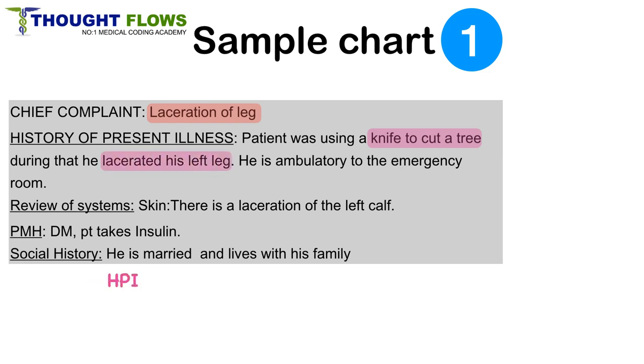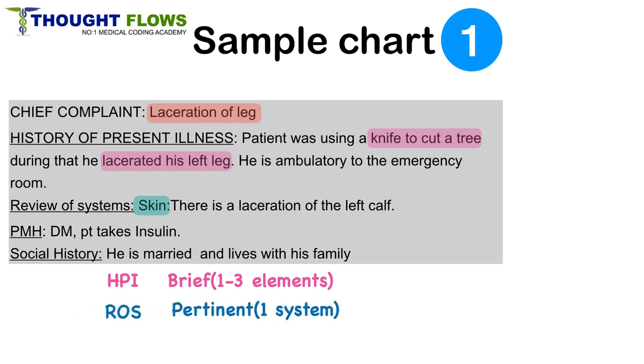So as HPI has two elements, we can take it as a brief HPI. And coming to ROS, as the doctor reviewed only one system, we can take ROS as pertinent. And coming to past medical history, he has diabetes, and the patient is married and living with his family. So we can take PFSH as complete.